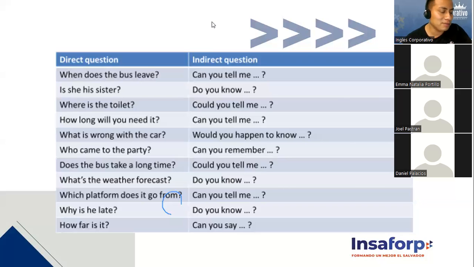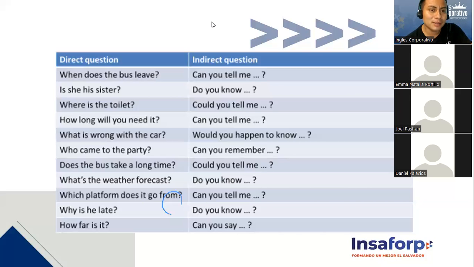Let's work on this. We have five minutes left. What about you looking for the toilet? How can you say it? Maybe open your mic so it's faster. Anybody, try please. Where is the toilet? Could you tell me where the toilet is? Okay, thank you so much.